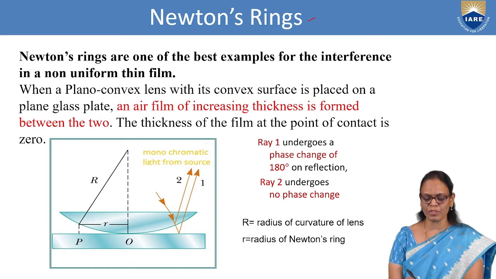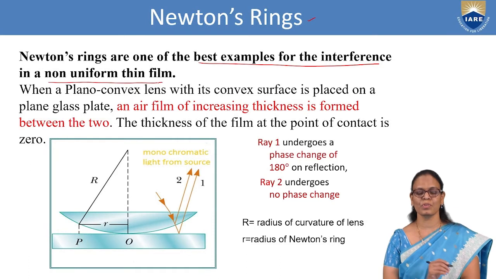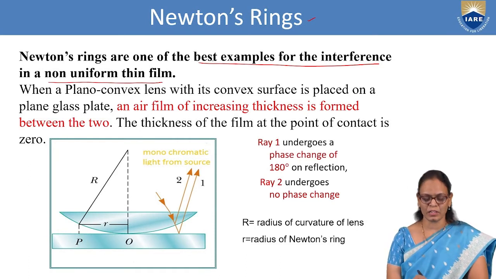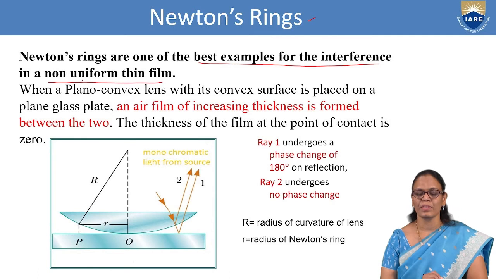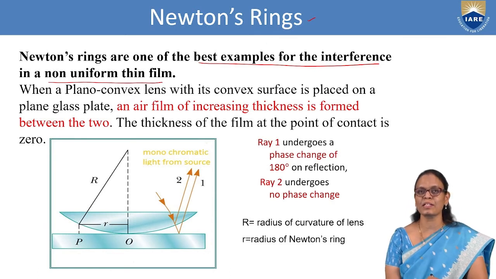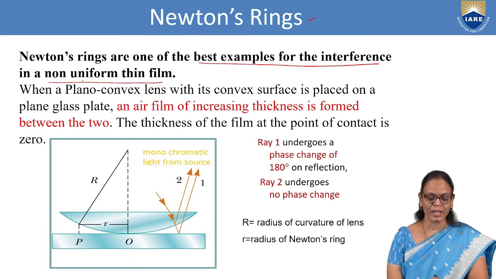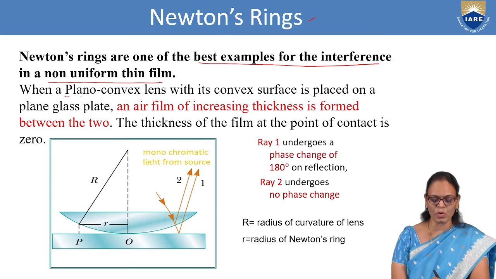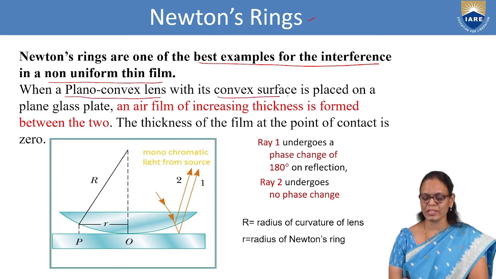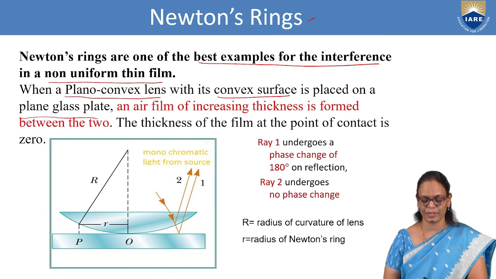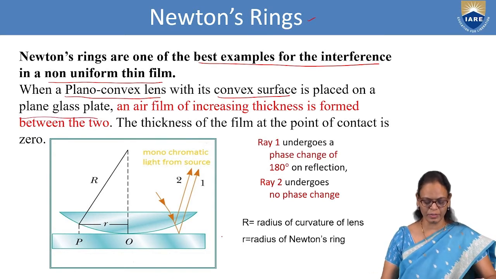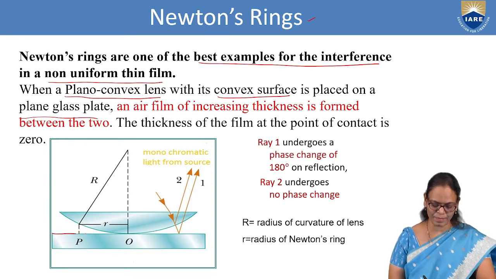Newton's rings are one of the best examples of interference in a non-uniform thin film. So here it is a thin film, but the film is non-uniform. Whenever we talk about Newton's rings, we need to understand that what we are going to observe is the interference pattern in a non-uniform thin film. Now what we have here is a plano-convex lens with its convex surface placed on a plain glass plate. If you see in the figure here, this is the plain glass plate.